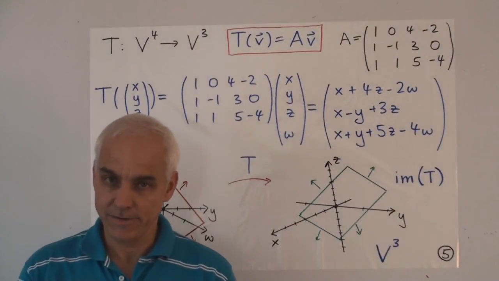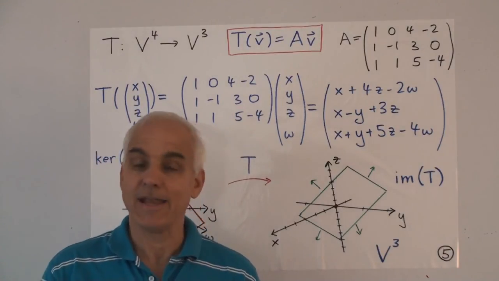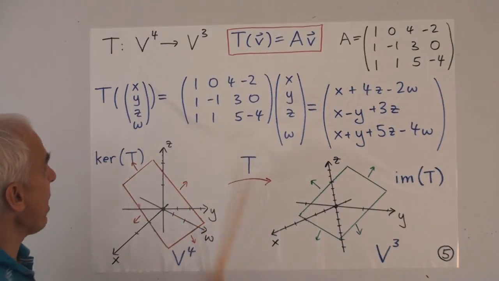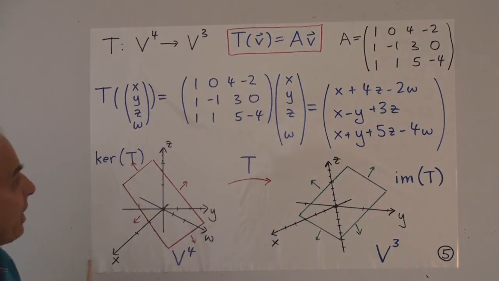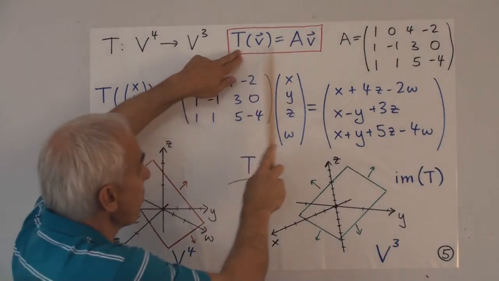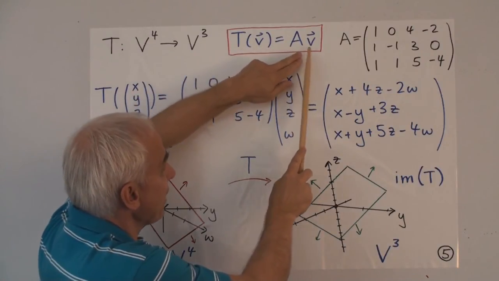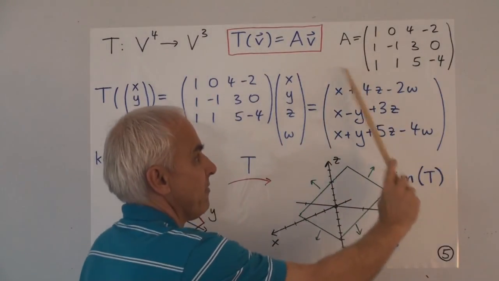So with that preliminary, let's now go back to that linear transformation that we were looking at, and now try to understand it geometrically. So I remind you, we were talking about a linear transformation from 4-dimensional space to 3-dimensional space. Here's the formula for it. The formula is we take the vector v and we multiply it on the left by the matrix A. And here's the matrix A that we've been talking about.